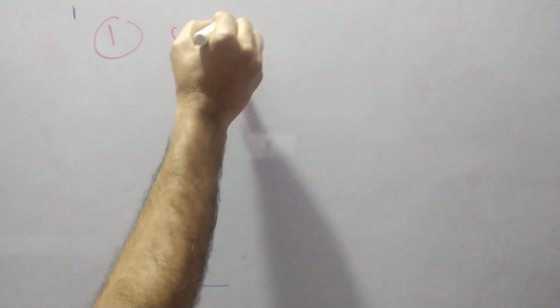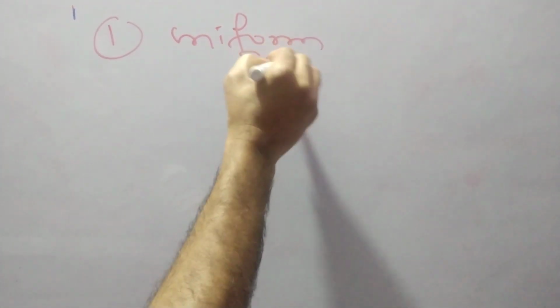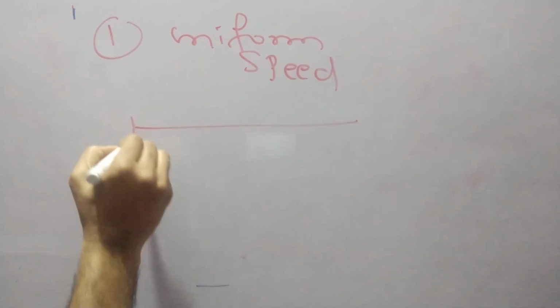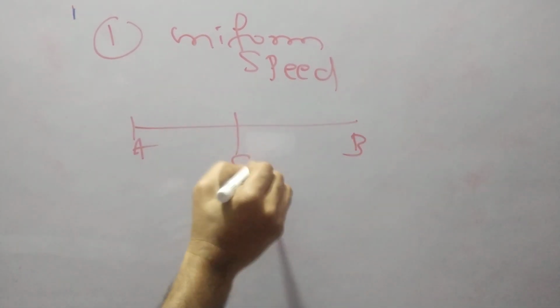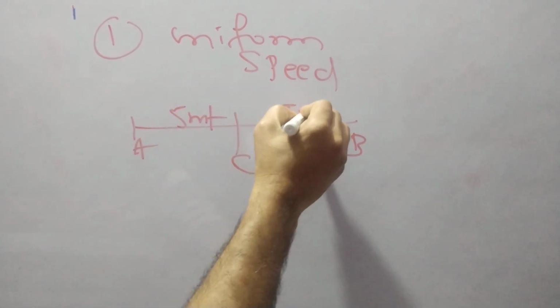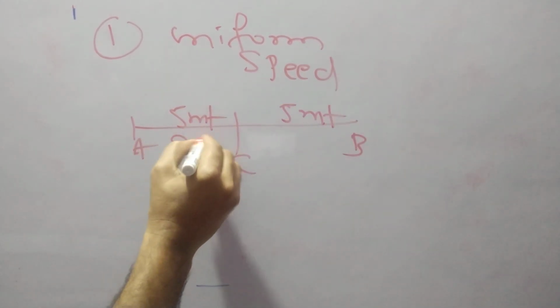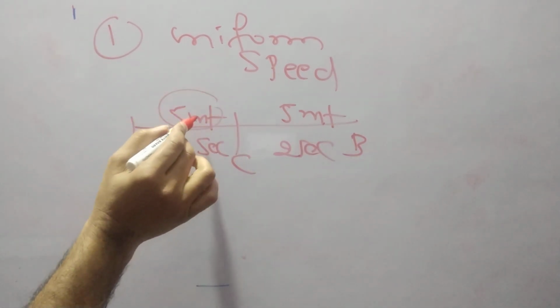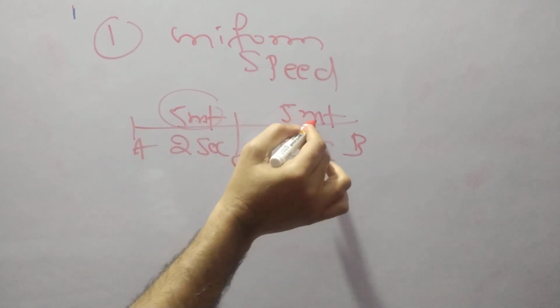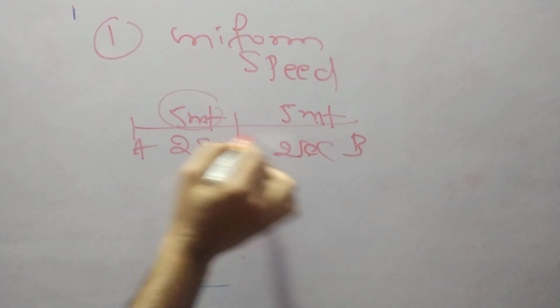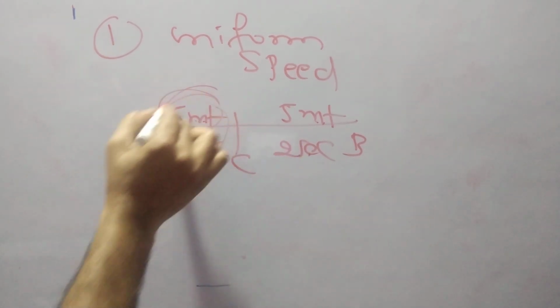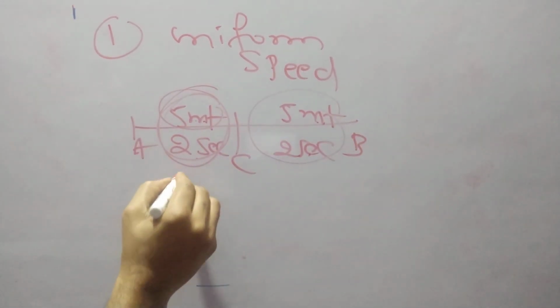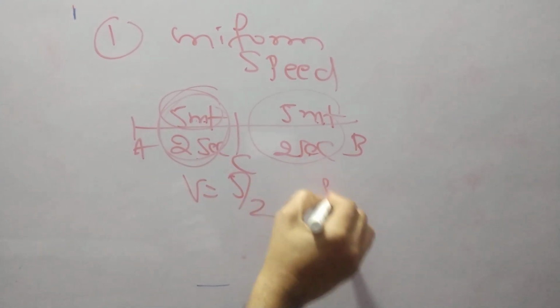So what is the first one? Uniform velocity. If the object is moving from A to B, suppose 5 meters displacement here and 5 meters displacement here, each in 2 seconds. So the displacement and time are the same here. So what is the velocity here? 5 by 2, 5 by 2.